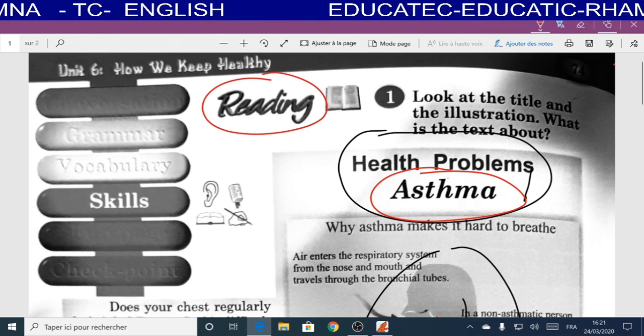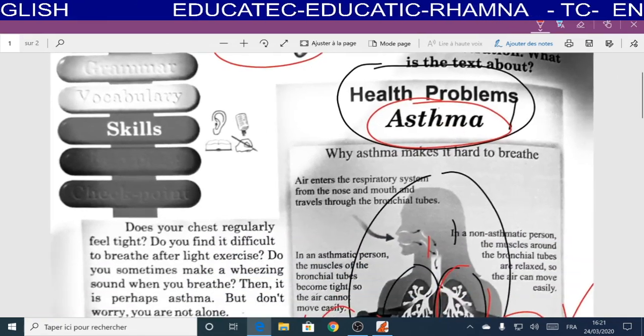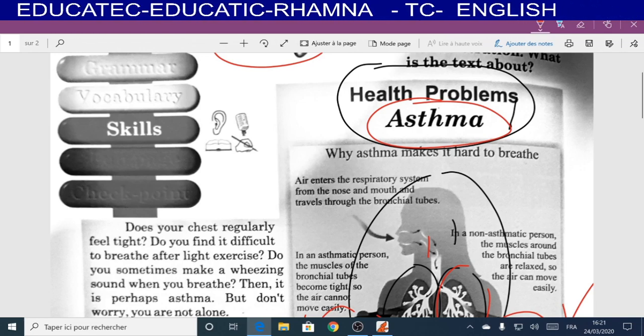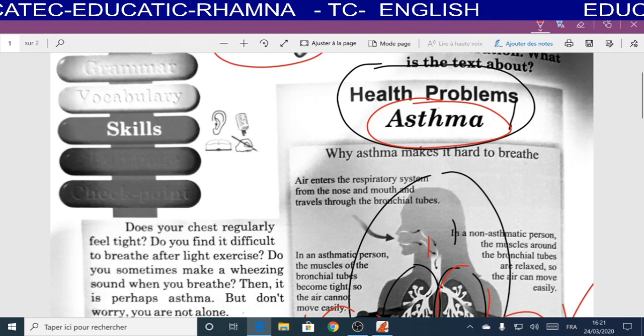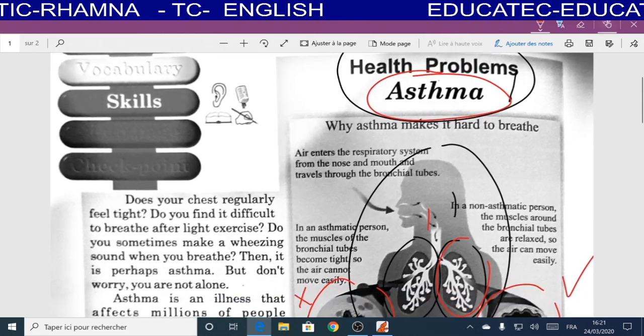In this text, what do we have? In this text, we have as a title, Health Problems of Asthma. And what is asthma? Asthma is an illness.